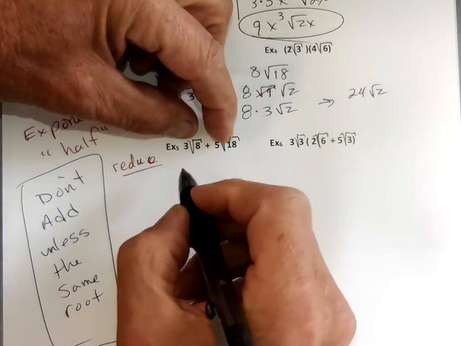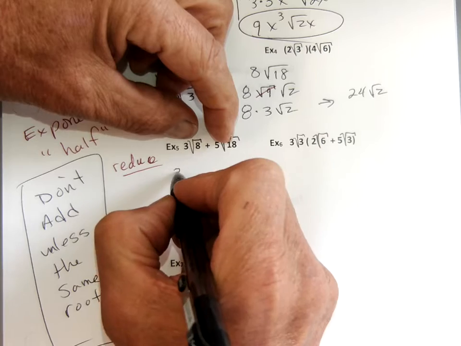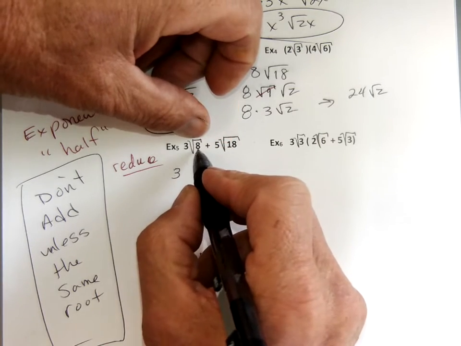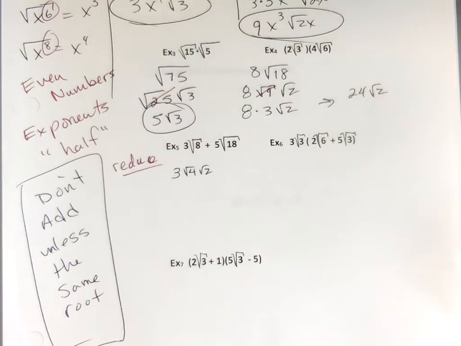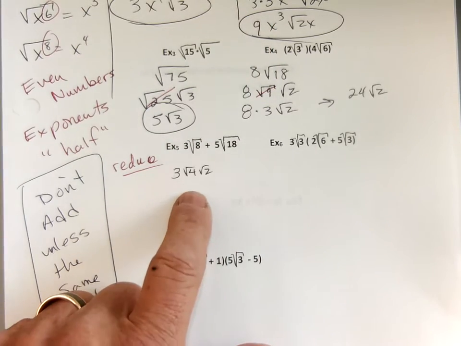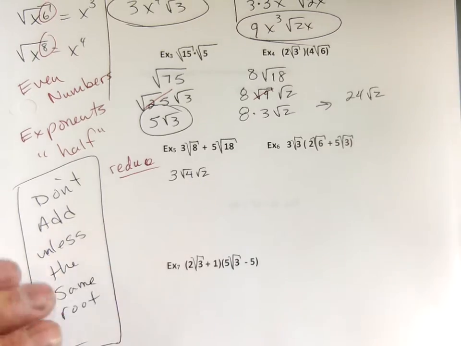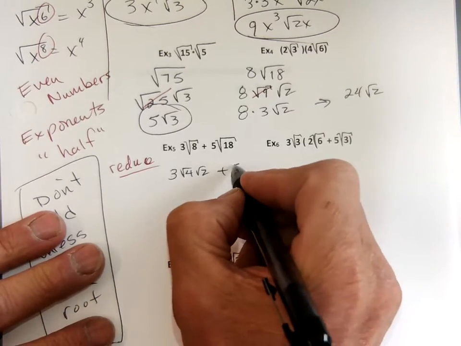All right, so the 3 is a whole number, leave it alone. Square root of 8, well, that's just going to be the square root of 4 times the square root of 2, because what times what makes 8? I like that. What times what makes 8? Square root of 4 times square root of 2. Plus 5, 5 is a whole number.